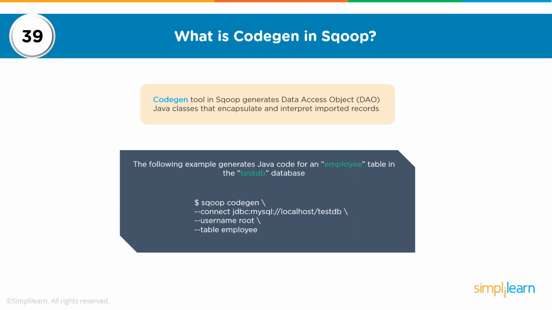What is CodeGen? Sqoop commands translate into your MapReduce job or map-only job. CodeGen is basically a tool in Sqoop that generates data access objects, DAO, Java classes that encapsulate and interpret imported records. So if I do a Sqoop codegen, connect to an RDBMS using my username and give a table, this will generate Java code for the employee table in the test database. This CodeGen can be useful for us to understand what data we have in this particular table.